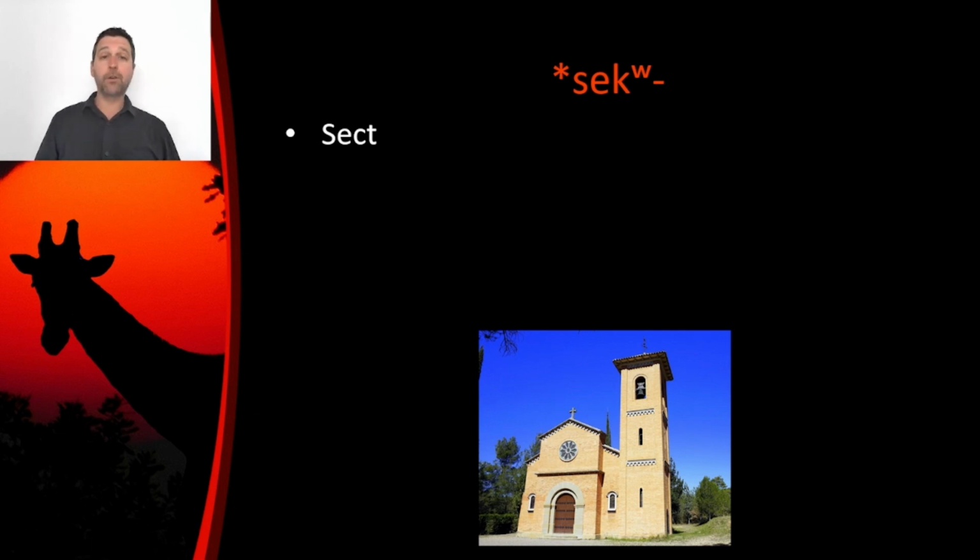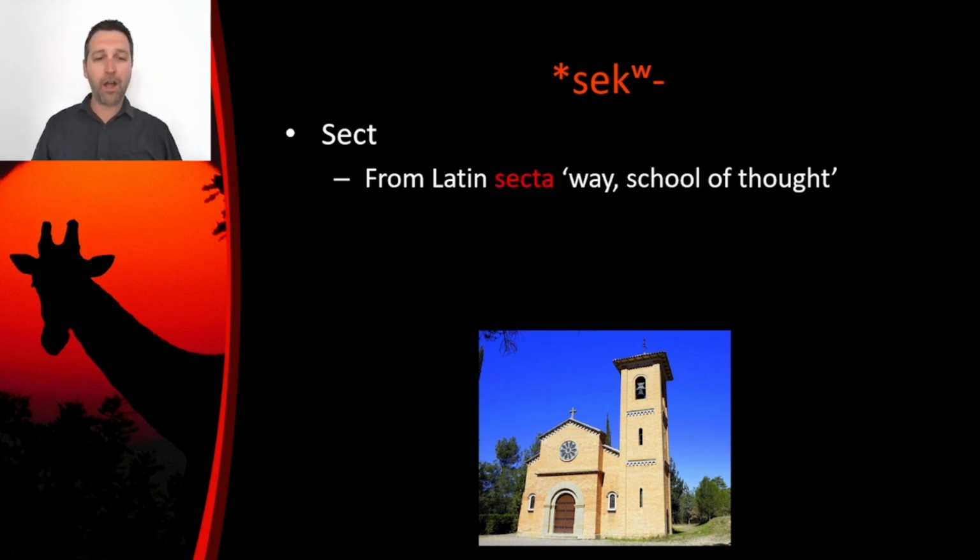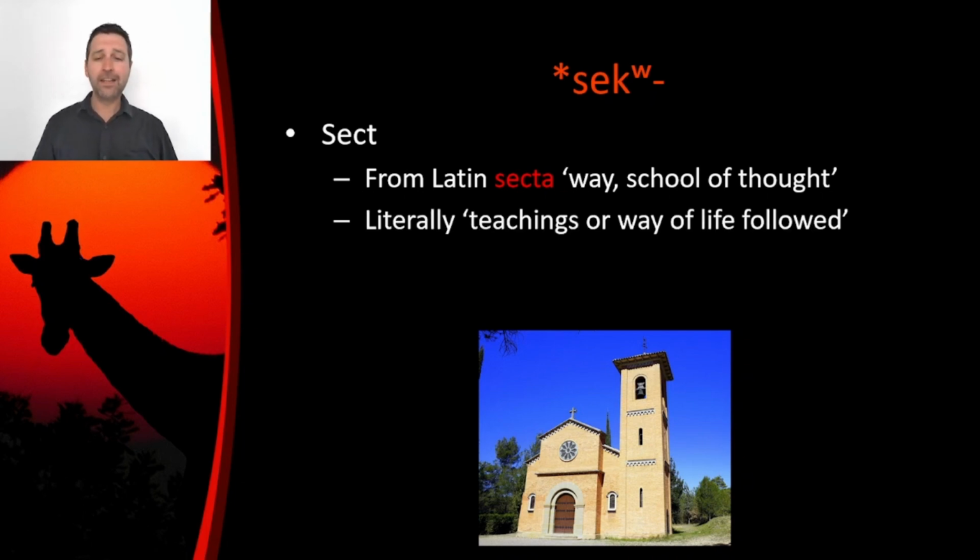Our word sect also comes from this Latin root sekw. You can see that it probably comes from the participle secutus and a noun form that comes off of that, which specifically was the Latin noun secta, which is just a way. In a philosophical or maybe religious sense, it could be like a school of thought. So literally, this means the teachings you follow or the way of life you follow. And that's the idea of following there. Okay, so you can see how the word follow kind of shines through when you understand the etymology of this particular term.